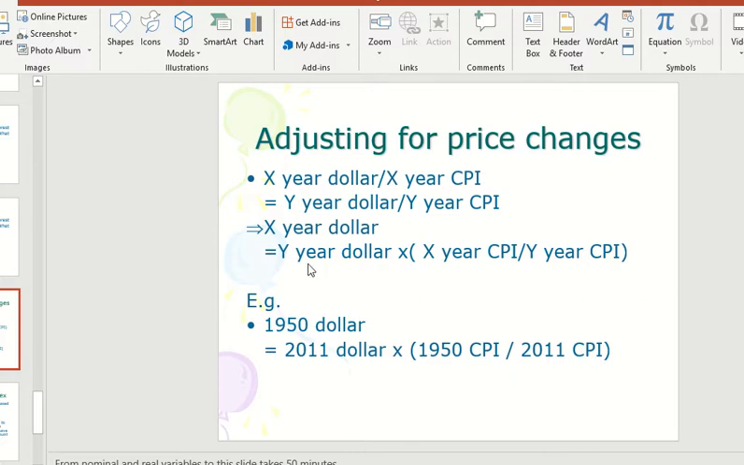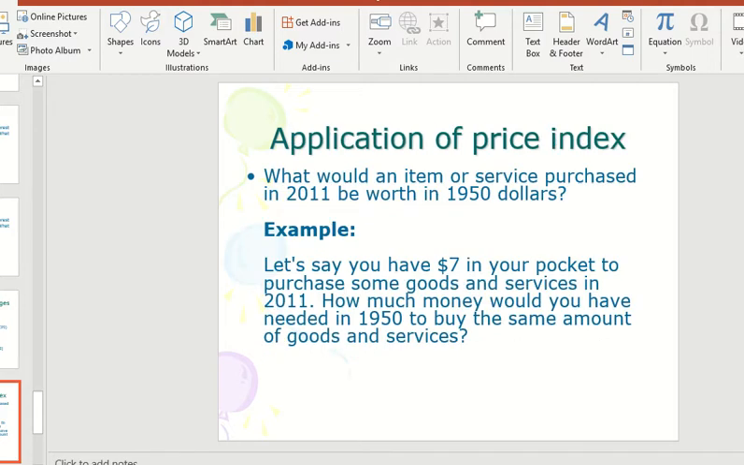So if you have a certain amount of money in 2011, for example, and you're wondering how much it is worth in 1950 after adjusting for inflation, this is what you can do. Okay? Use 2011 dollars, multiply by 1950 CPI and divide by 2011 CPI. So then we will know how much it is worth in 1950. So let's look at a couple of examples.